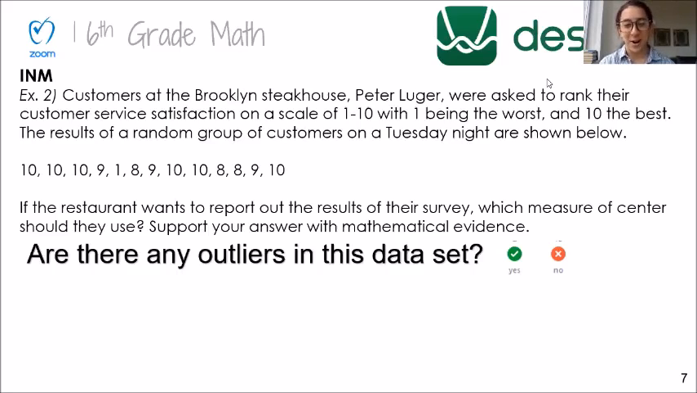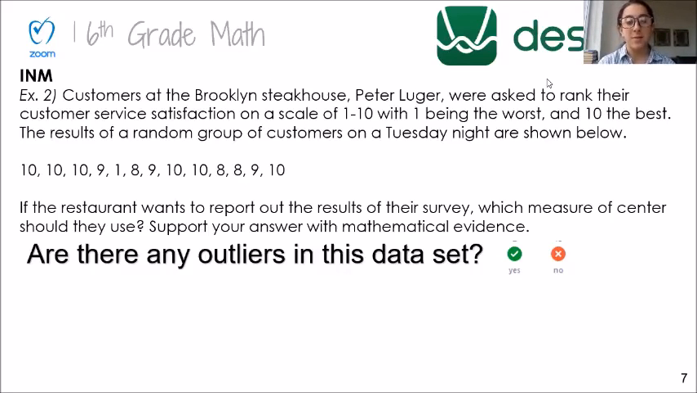Hopefully you said yes, there is an outlier in this data set. The data point of 1 is an outlier in this data set. As you can see, all of the data points are 8, 9, and 10 except for 1, which means that somebody felt that their customer service was really poor. But pretty much everybody else on that Tuesday felt that they had pretty good customer service.